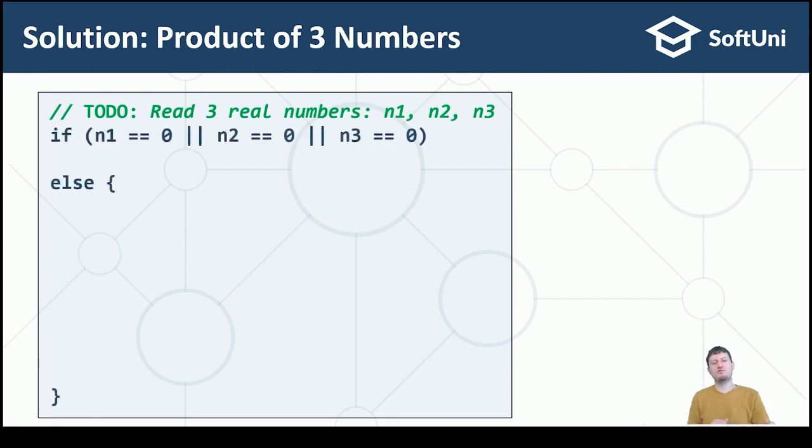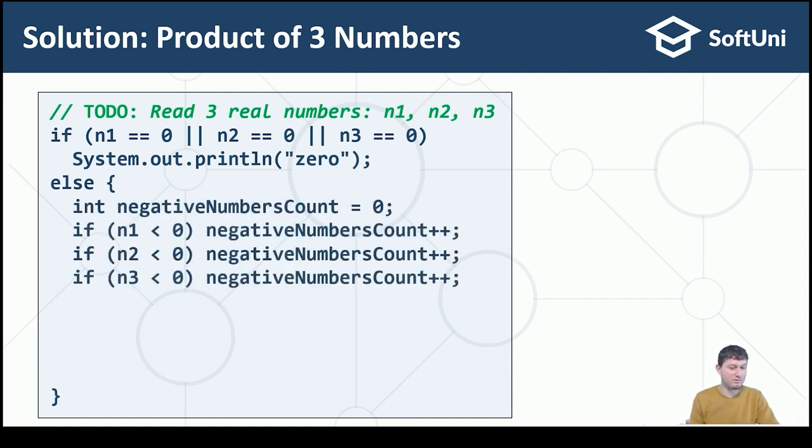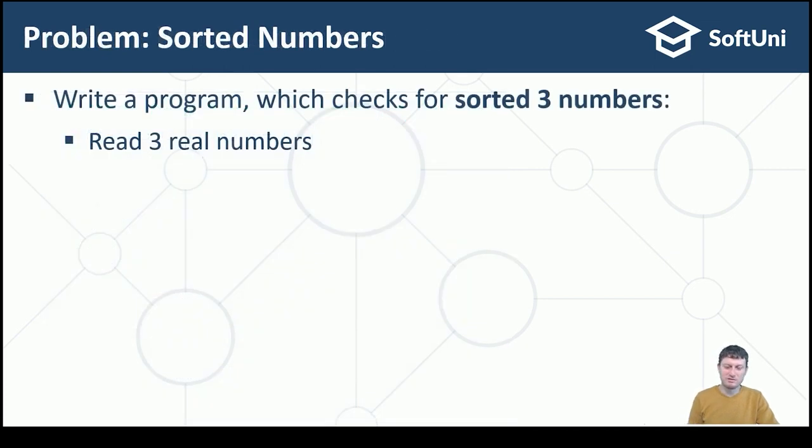This is the solution I had in mind before the start of this lesson. It was about checking whether we have 0. If one of the input numbers is 0, the final product will be 0. Otherwise, we count the negatives, how many negative numbers we have among the input numbers, and if even, we have positive. Otherwise, we have negative product. That's all about this problem. So let's go ahead with the next problem.